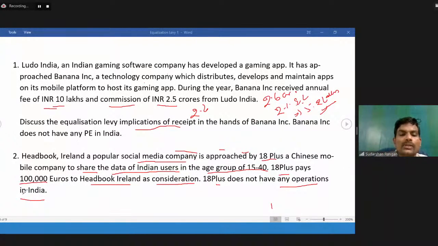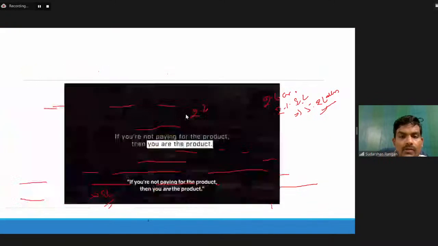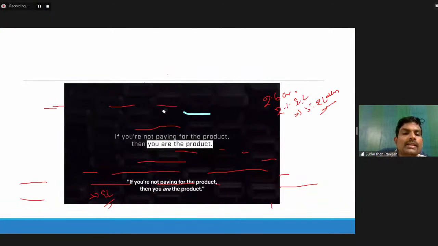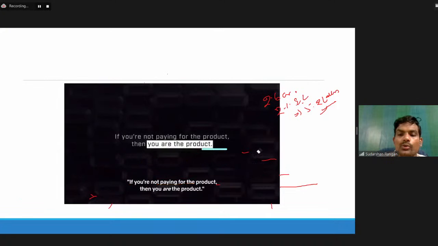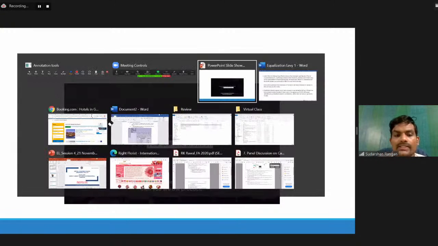Now, whether this will come under equalization levy is very important. You remember the presentation, I started with this slide: if you are not paying for the product, then you are the product. This is what all your social media companies try to do. They get your data, analyze what your preferences are, what you search, and then share that data with potential people like OnePlus. So now coming back to the question.